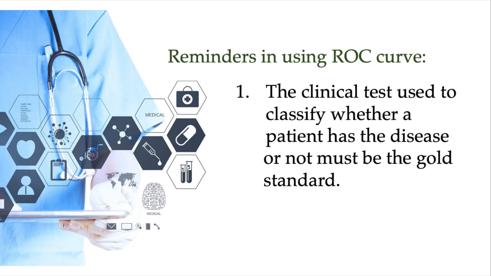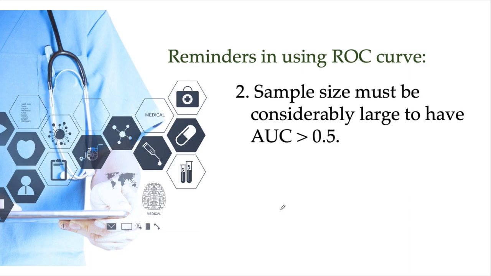Now, before we end this video, just be reminded that the ROC curve is used when the clinical test used to classify whether the patient has a disease or not must be the gold standard, meaning it was not diagnosed using some rapid test kit or some test which is not accurate. Next is the sample size must be considerably large to ensure you that the AUC generated is greater than 0.5. Having a lower sample size will give a wide confidence interval of the AUC.